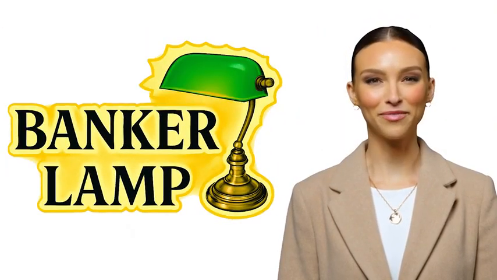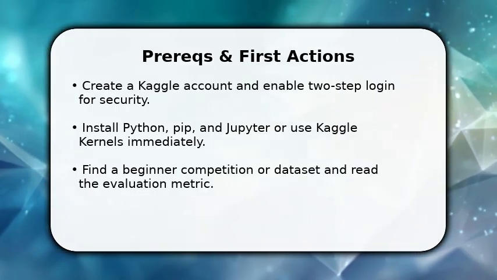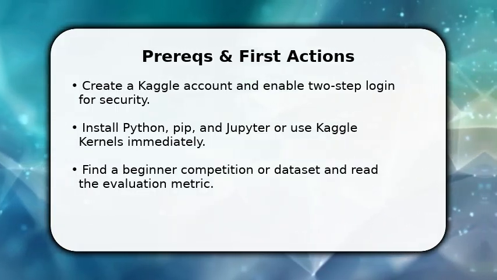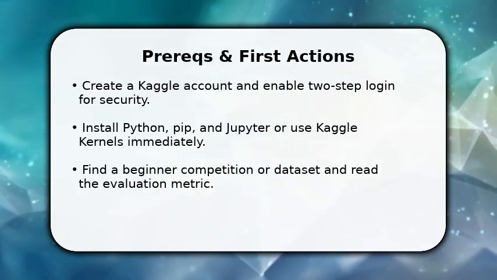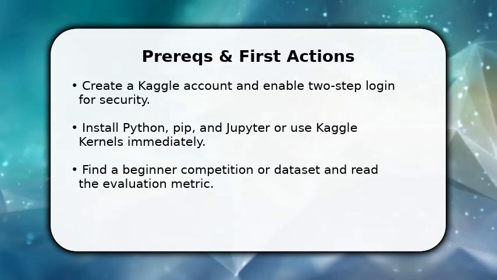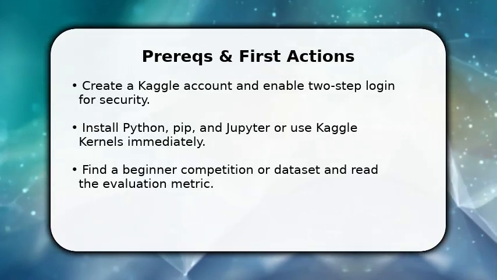Please enjoy the video. You'll start by getting credentials and tools in place so you can dive in fast. Create a Kaggle account and enable two-step login. Once done, choose whether to work locally or in kernels. Install Python, pip, and Jupyter only if you need local control, otherwise open a new kernel.